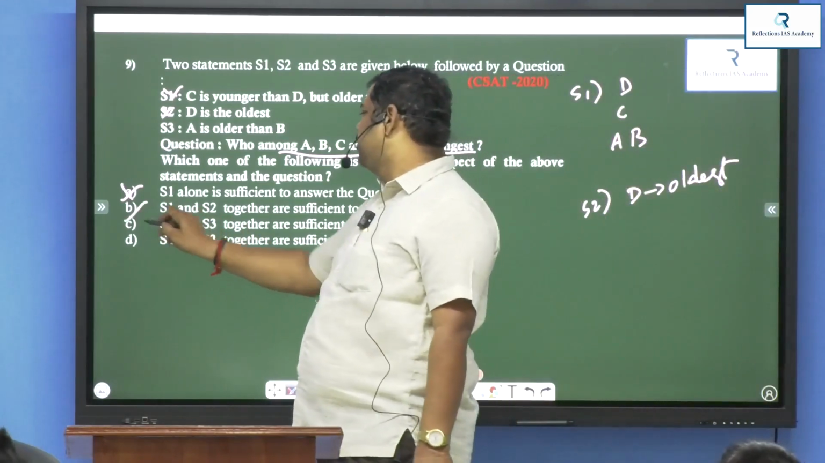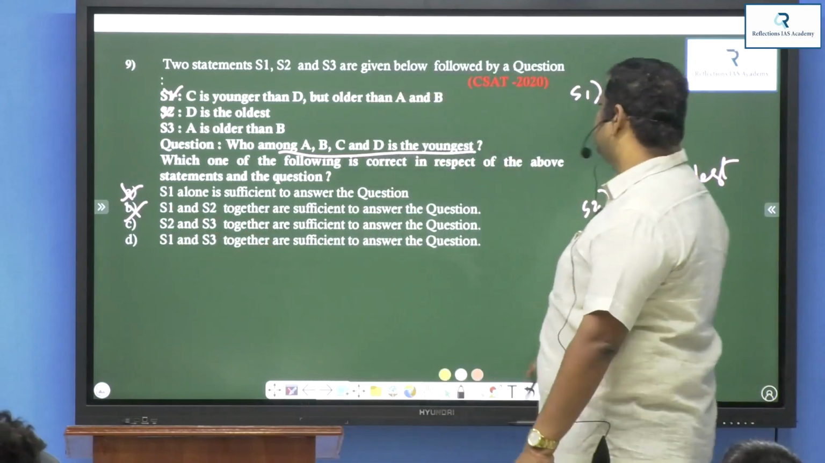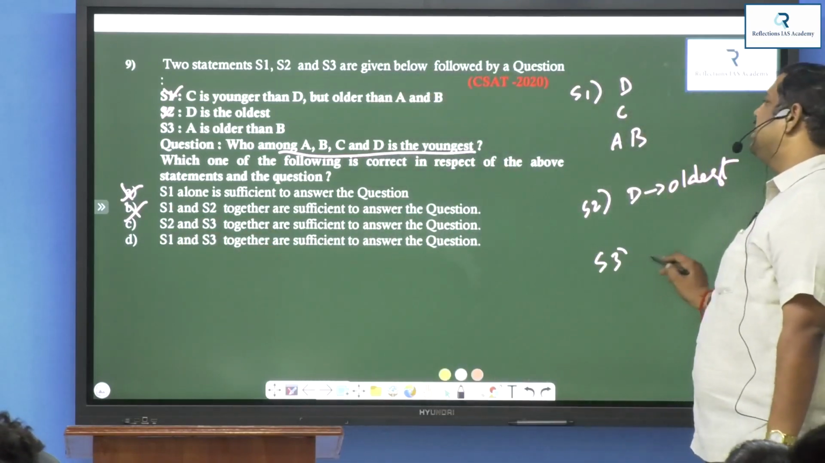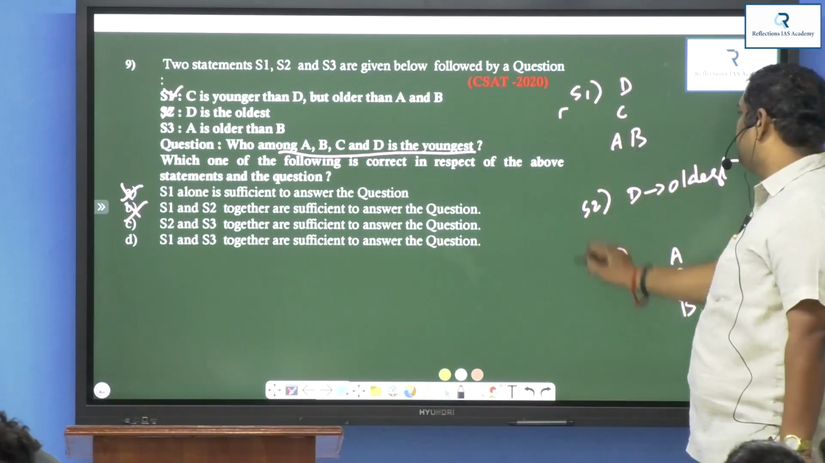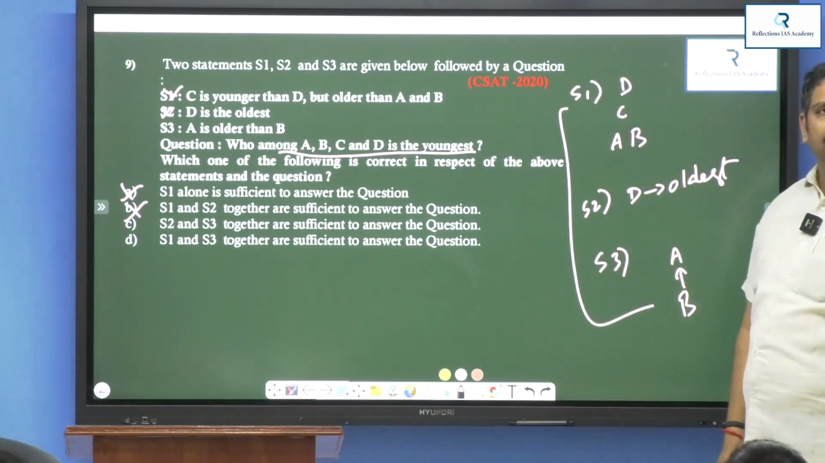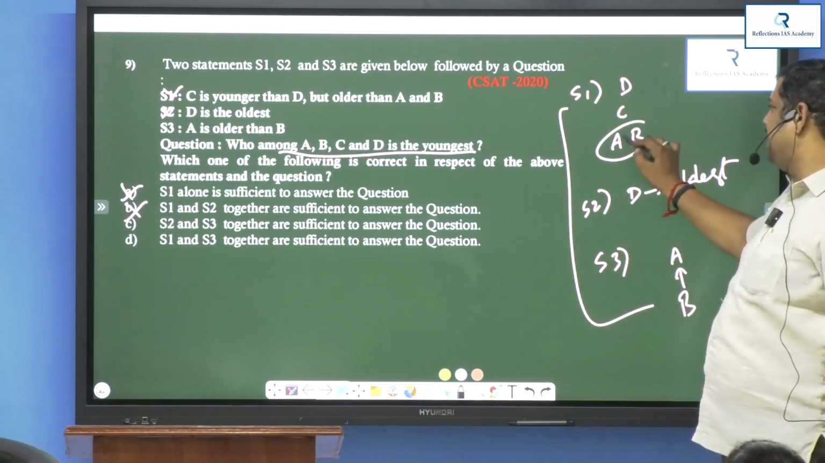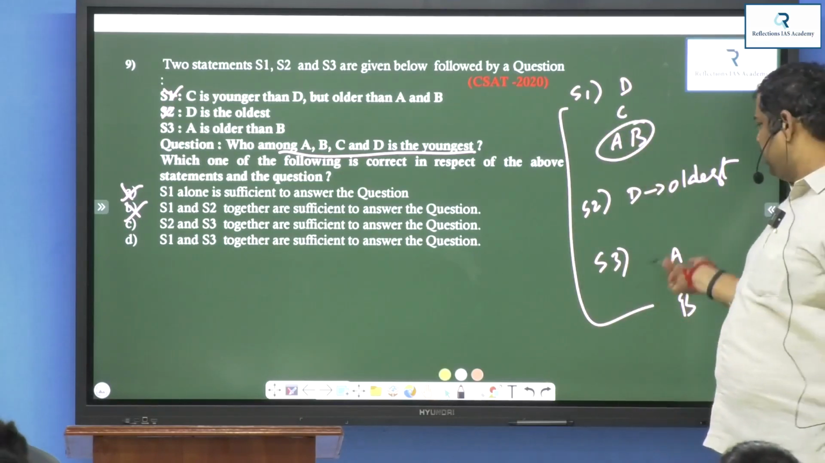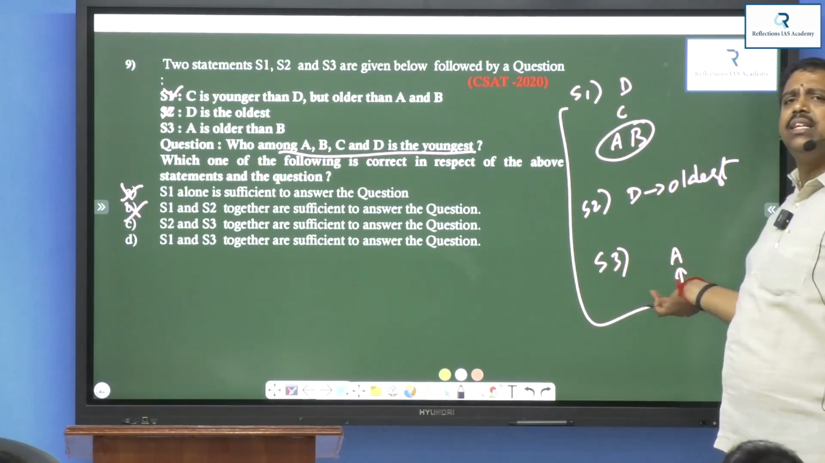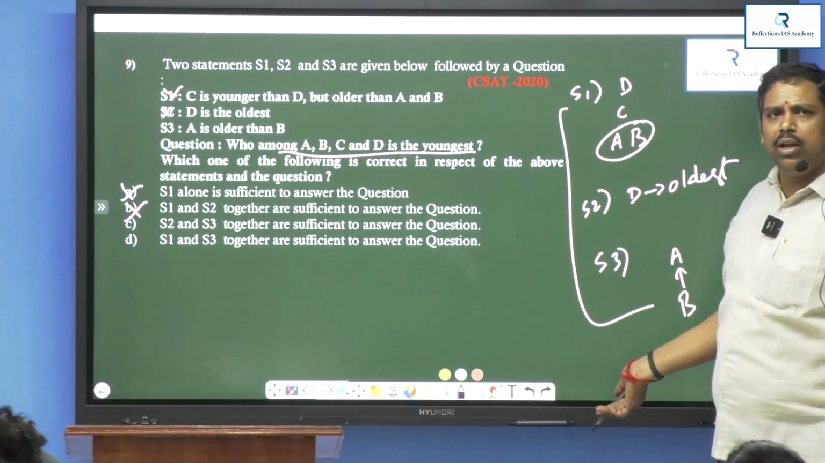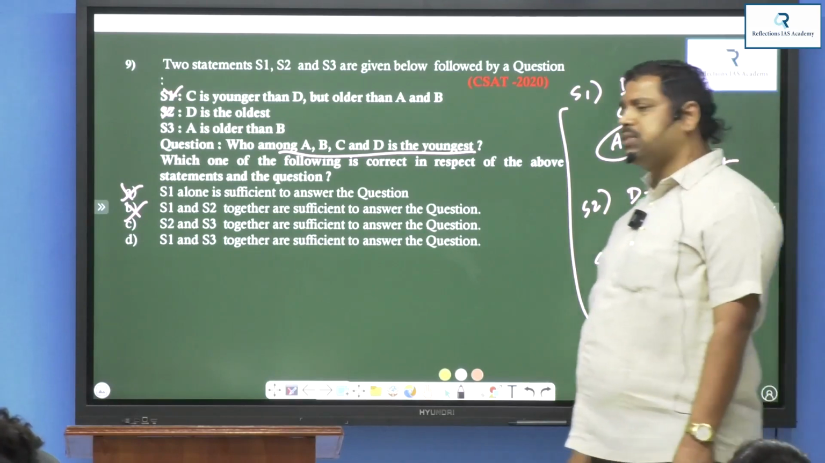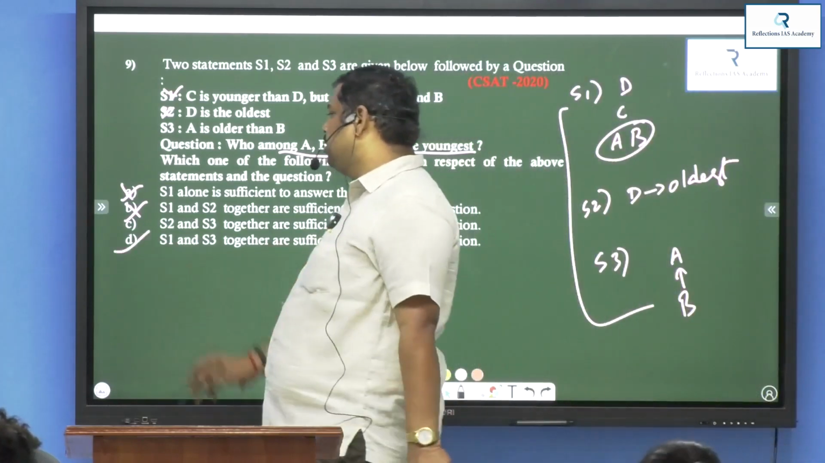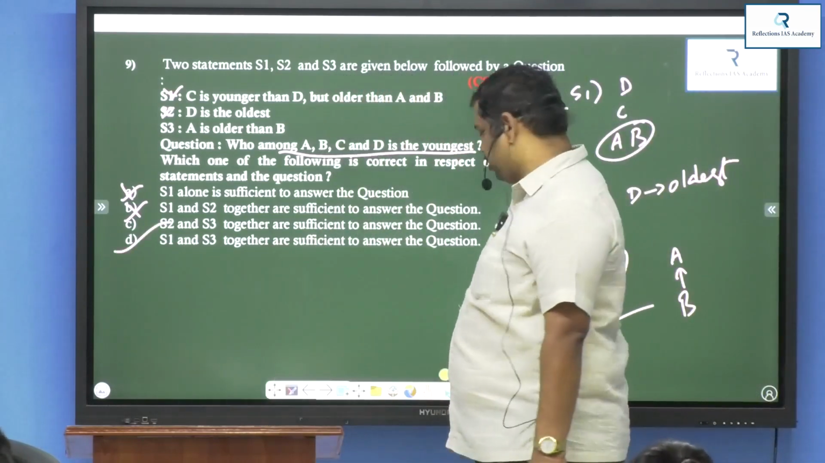So leave it. S2, S3 I am going. S3 is A is older than B. Sir, now by seeing these two you can answer, right? Because youngest will be either A or B. A is elder than B, means who is the youngest? Say loudly. B, you got the answer, right? When you got it? S1 and S3. So, right, what is the answer? That's it. Okay.